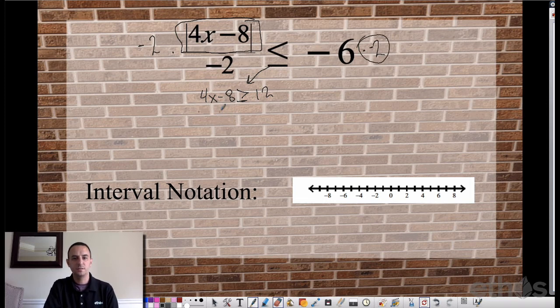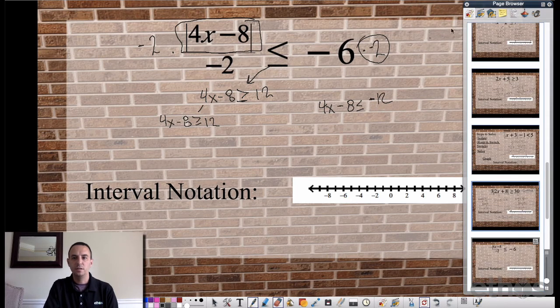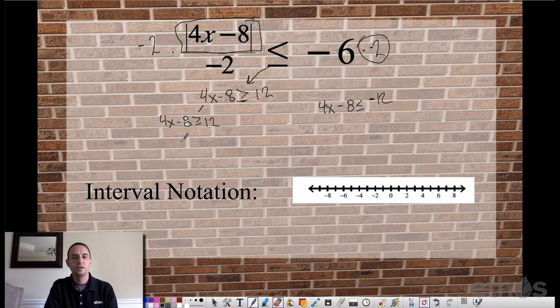So now we create our two cases. 4x minus 8 is greater than or equal to 12. And over here we have 4x minus 8 is less than or equal to a negative 12. All right, so let's work this one real quick. So we add 8 to both sides. So 4x is greater than or equal to 20. And now we have 4x is less than or equal to negative 4. Divide both by 4, so we get x is less than or equal to negative 1. And we get x is greater than or equal to 5.